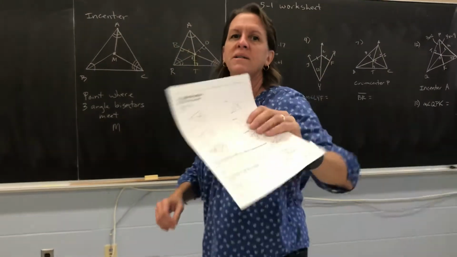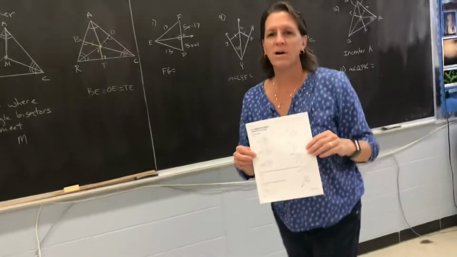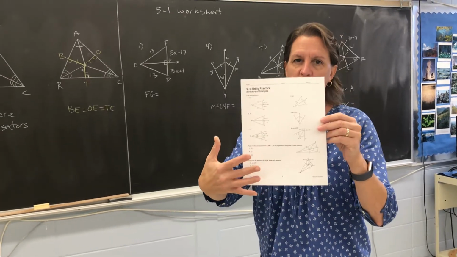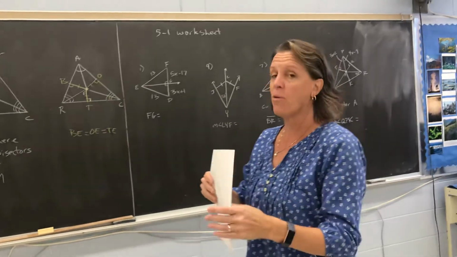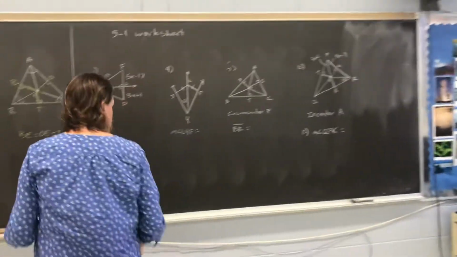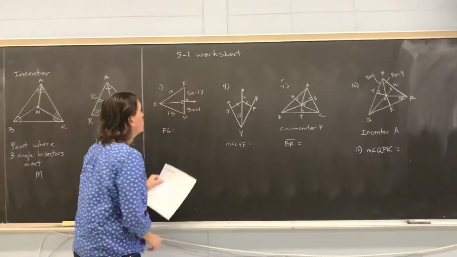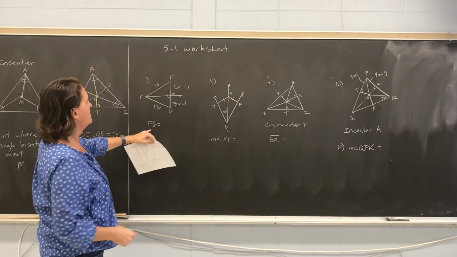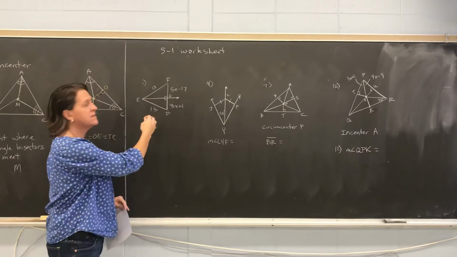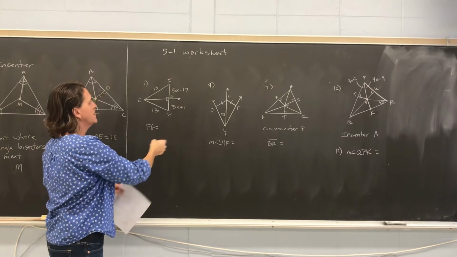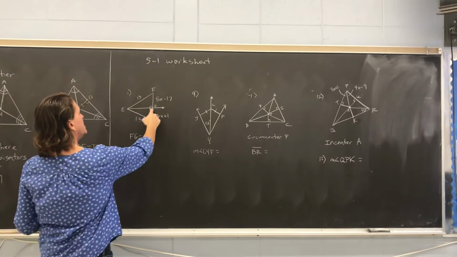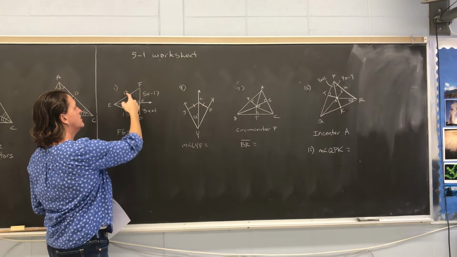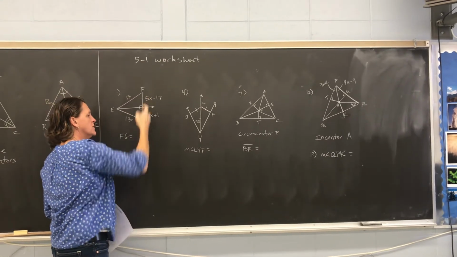So now if you click on 5.1 worksheet, this should pop up. And all you have is 12 problems. So I'm going to do 4 of them with you, okay? So if we look at number 1, it says find each measure. I want FG. So first of all, I look at it and say, oh, that's obviously an angle bisector. No, sorry, that's a perpendicular bisector. And remember we said if the sides are equal, these two are equal as well.